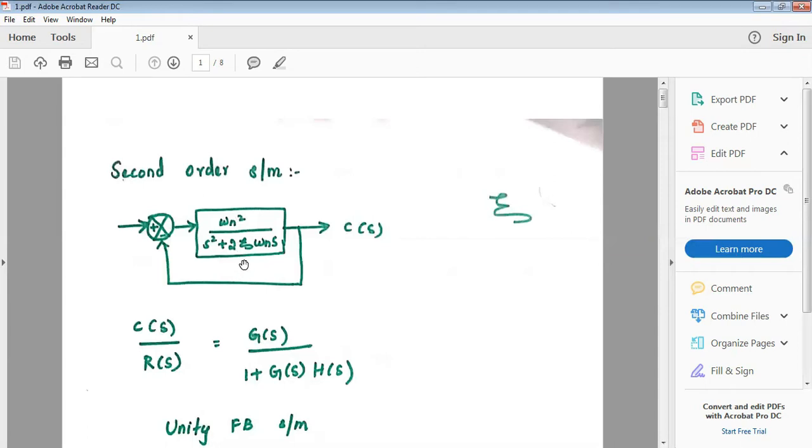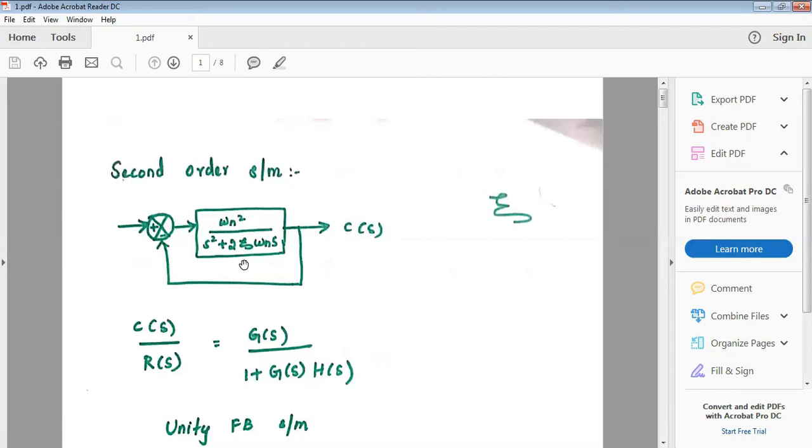Here zeta represents the damping ratio. Damping ratio is nothing but the ratio of actual damping to the critical damping. So this zeta describes the decay of oscillations, that is, it is used to reduce the oscillations, right? Again, here we have omega n. Omega n is the angular frequency.